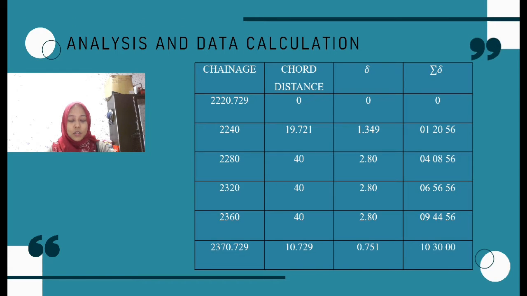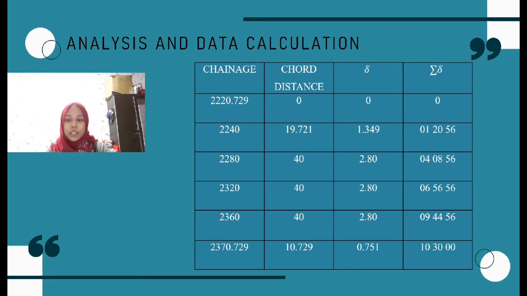Hello, my name is Noor Ajana Shaira binti Azlim. My registration number is 01DKA20F2054. I will explain about this table in analysis and data calculation. We have chainage, chord distance, deflection angle, and total of deflection angle. For the first row, we have 2220.729. Chord distance 0, deflection angle 0, total of deflection angle is also 0.